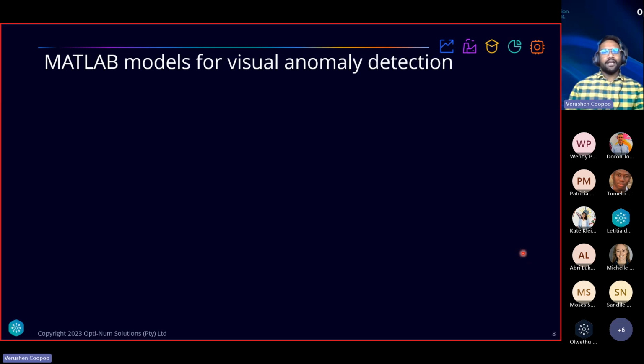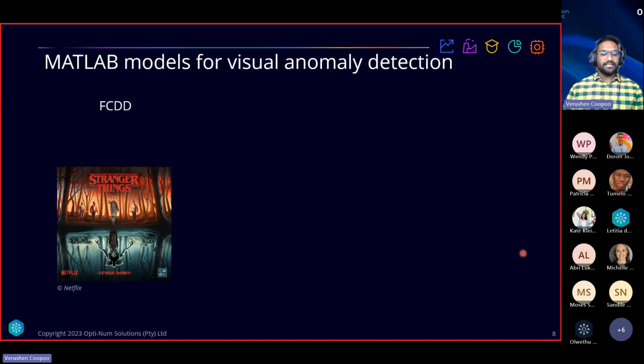I'm going to move on and describe some MATLAB models that are used for visual anomaly detection. So in other words, using anomaly detection for image data. Now, there are many models which exist, but I'm going to go through 3 of them which exist in MATLAB. The first one, and it's going to be the subject of our demo today, is the FCDD, and that stands for Fully Convolutional Data Description.